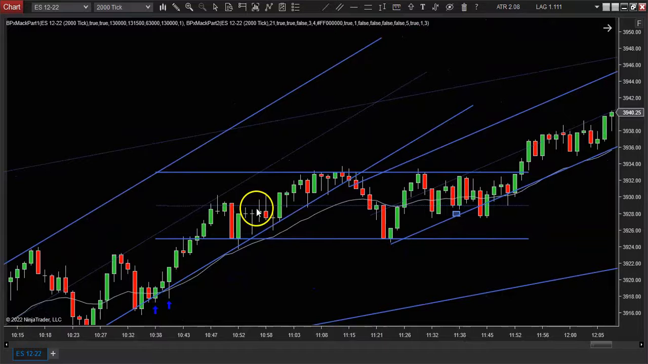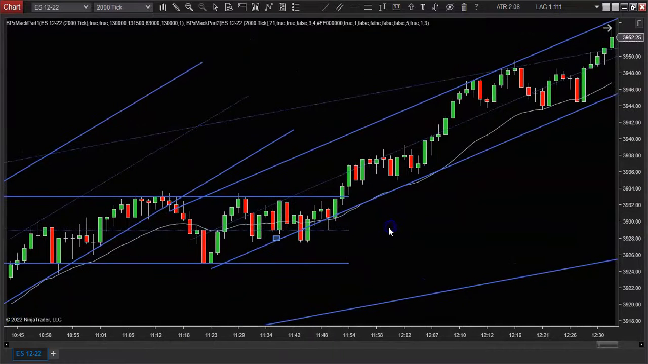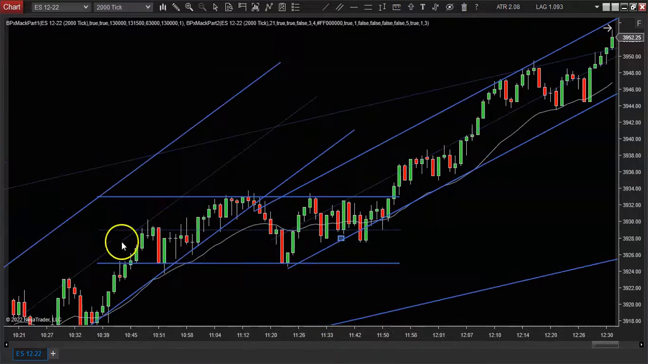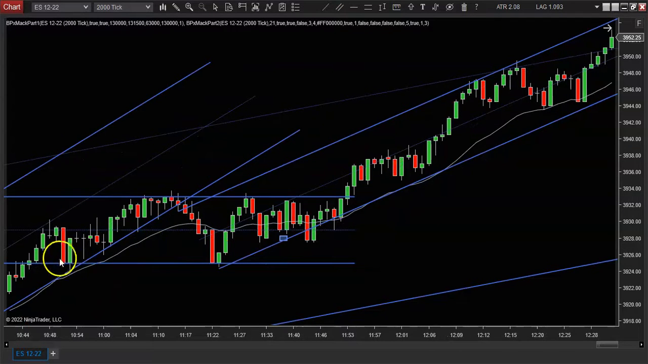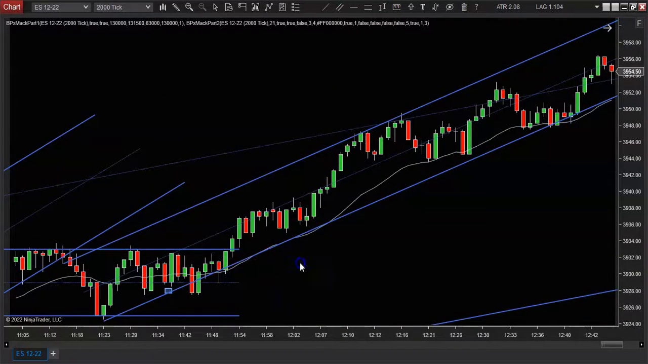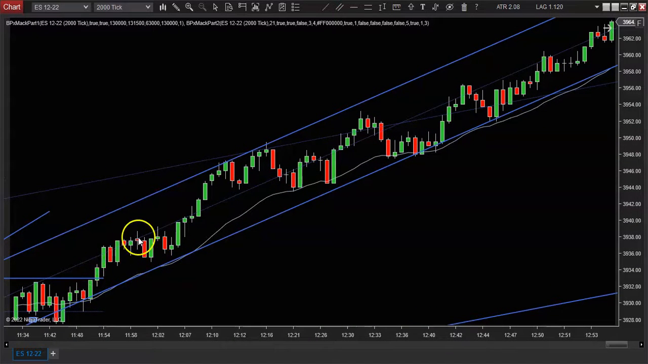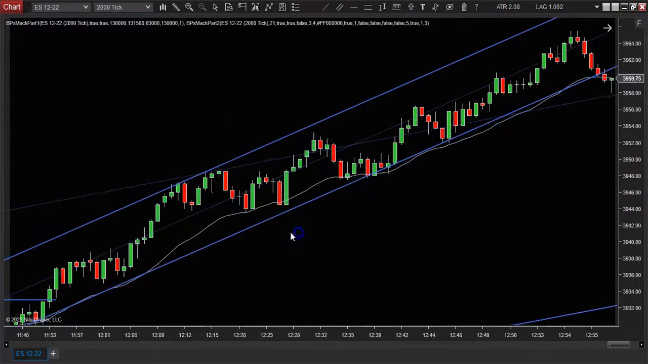So take those. We keep riding this up, but it forms congestion. We get a break. And this is just the range here. So you get this failure. That's also a second entry long. But look how sideways this is. So it's clear it's a range. Very clear. We keep going higher. This is a pretty strong move up. You can see though, goes up, goes sideways, goes up, goes sideways. So maybe you take this one. It's a double test.